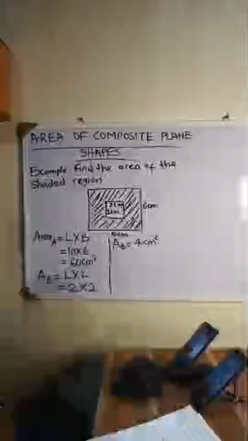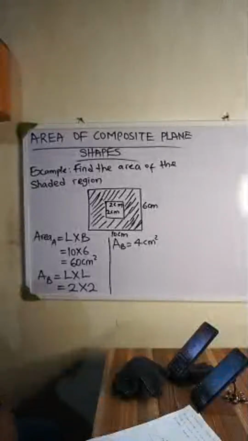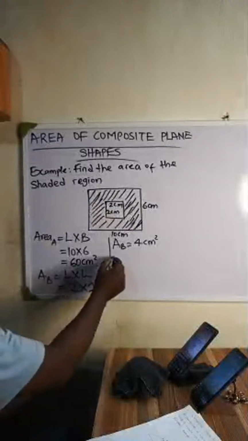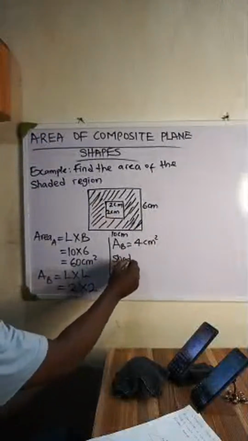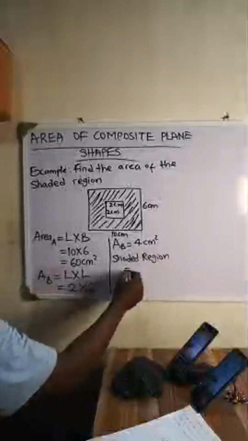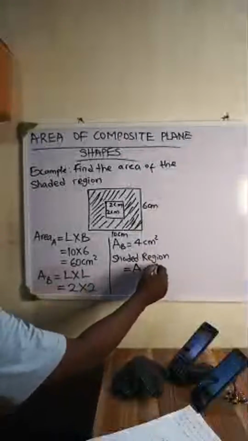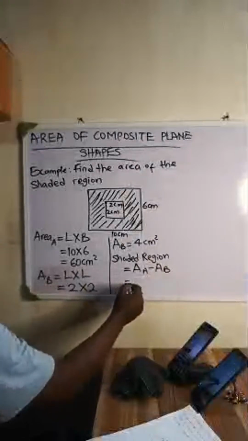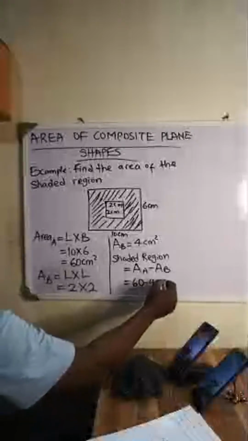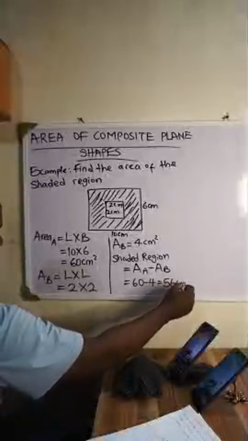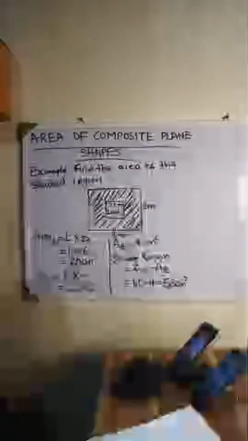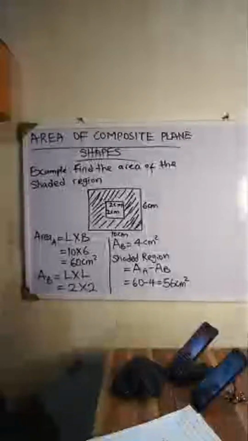So this means the area of the shaded portion is equal to area A minus area B. So that will give us 60 minus 4, which will give us 56 centimeter square. So that gives us the area of the shaded portion.